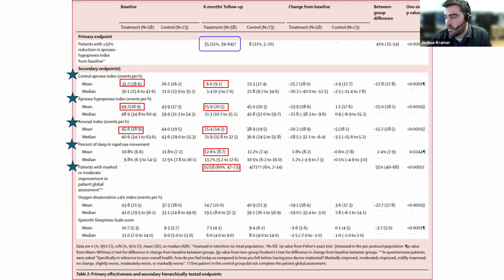I have a slide on the next slide that I think depicts that a little better. Their oxygen desaturations of 4% or greater also went down. They had less severe large events. And their Epworth sleepiness score was something else I highlighted, where already at 6 months, they had a 3-point drop of this score. And this was also significant.